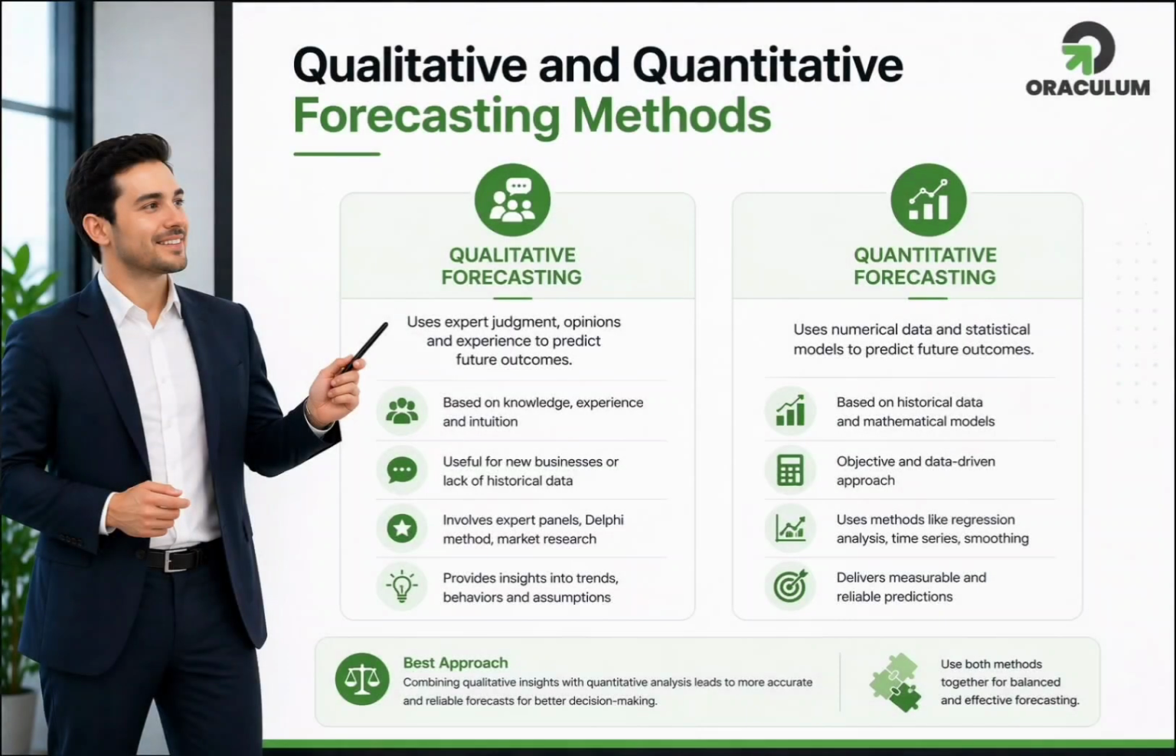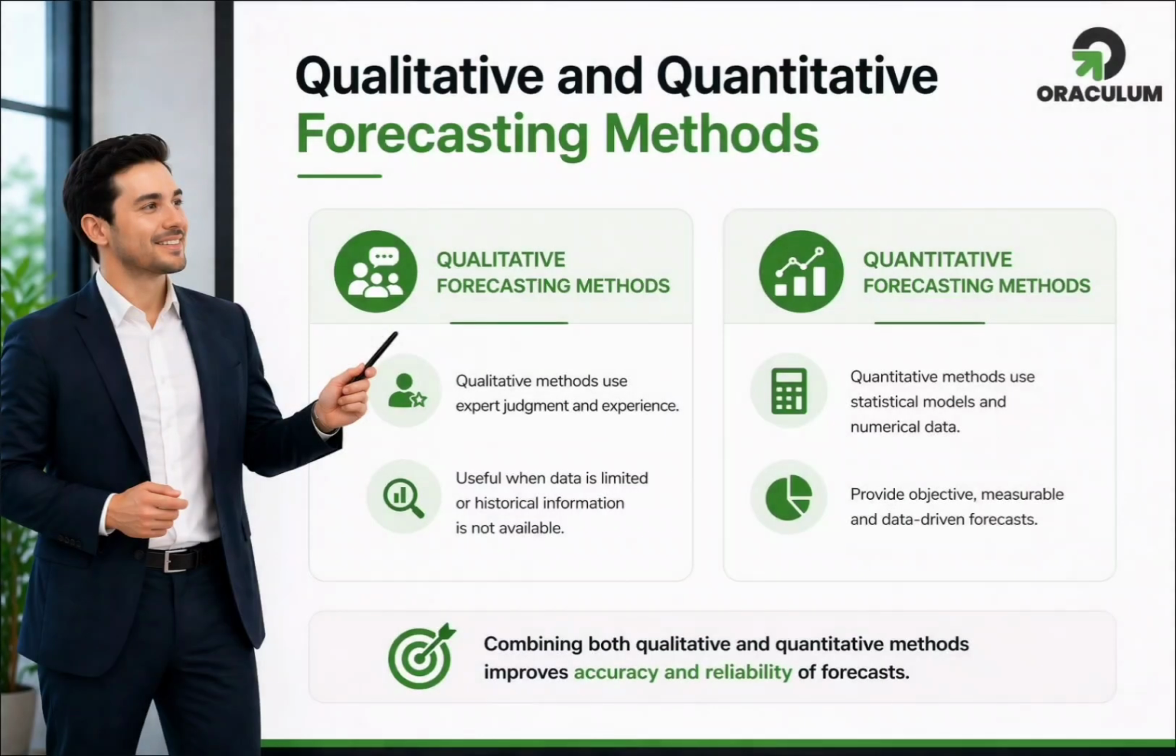Qualitative and quantitative forecasting methods. Qualitative methods rely on expert judgment, experience, and market insight, especially when data is limited or conditions are uncertain. Quantitative methods use numerical data, statistical tools, and models to project future outcomes. Most organizations combine both approaches to improve accuracy and reliability.